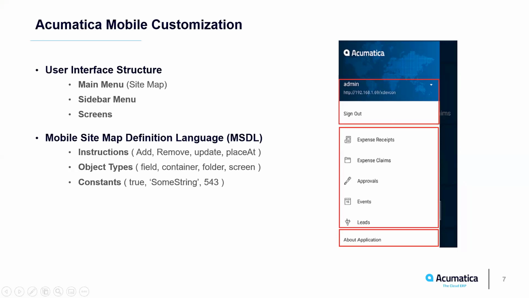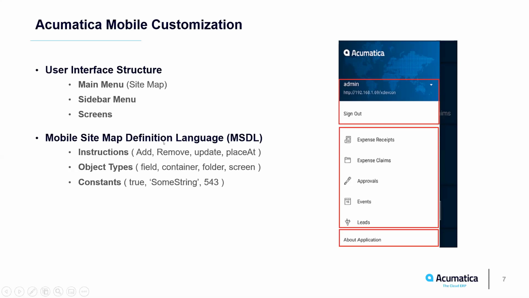Also, it has the links to screens that are marked as favorites, as shown in this section here, and the About section where you can see the version of the application and other service information. The mobile sitemap definition language code, the MSDL code, is what you must use to modify the elements of the Acumatica mobile application user interface.